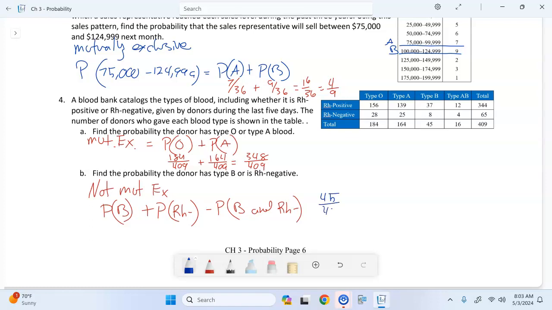Probability of being Rh negative is 65 over 409. Minus the probability of being both B and Rh negative, 8 over 409. All right, so that combined probability is 102 over 409. Nice.